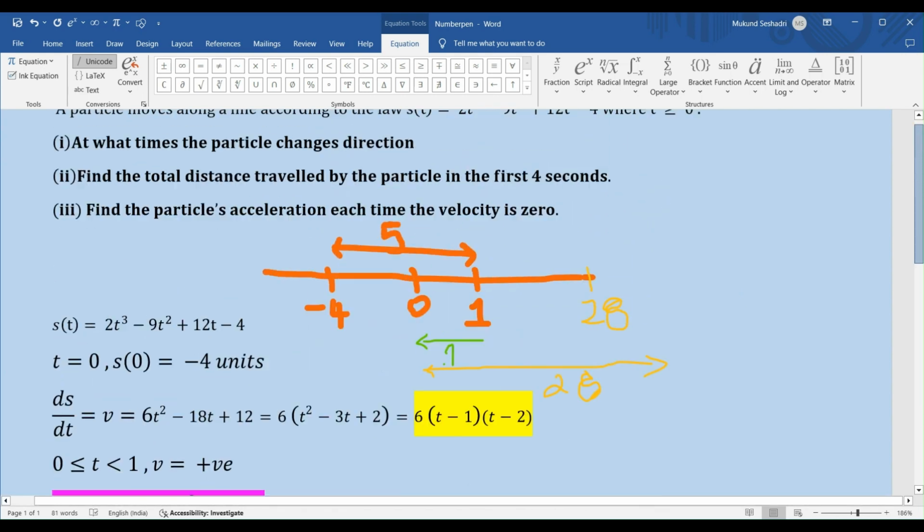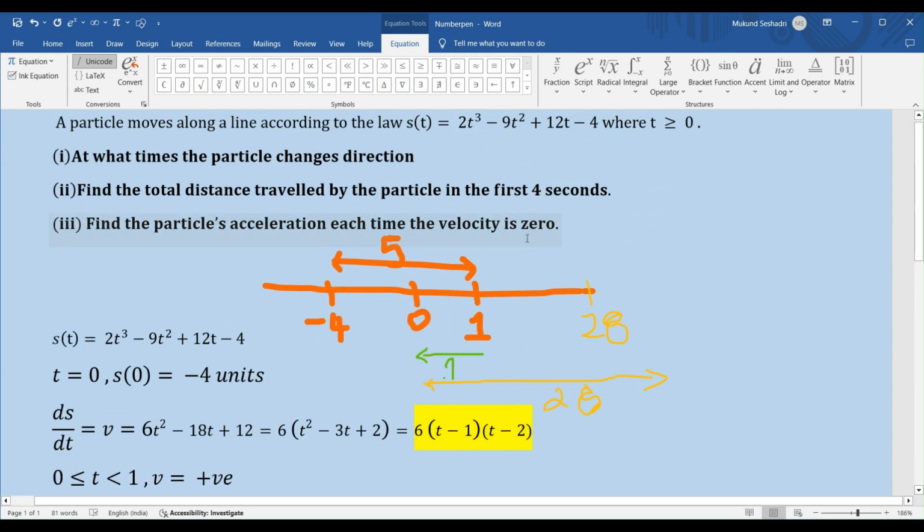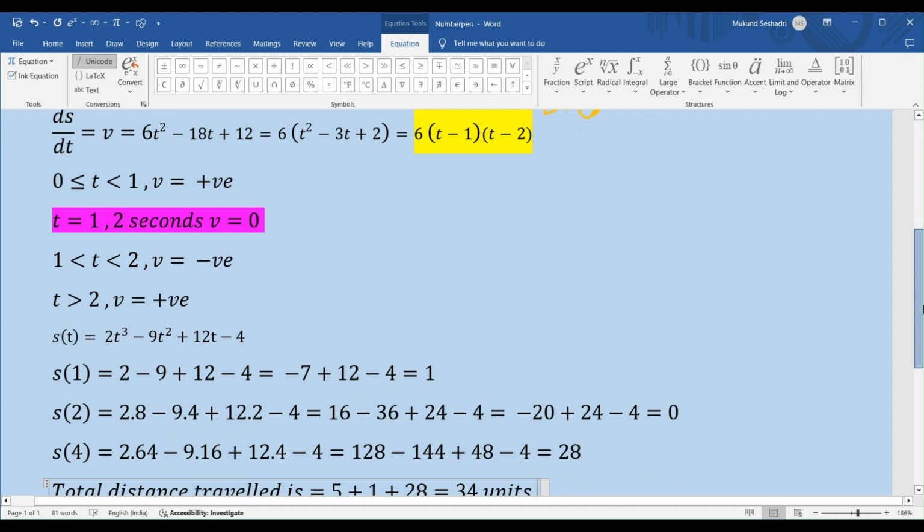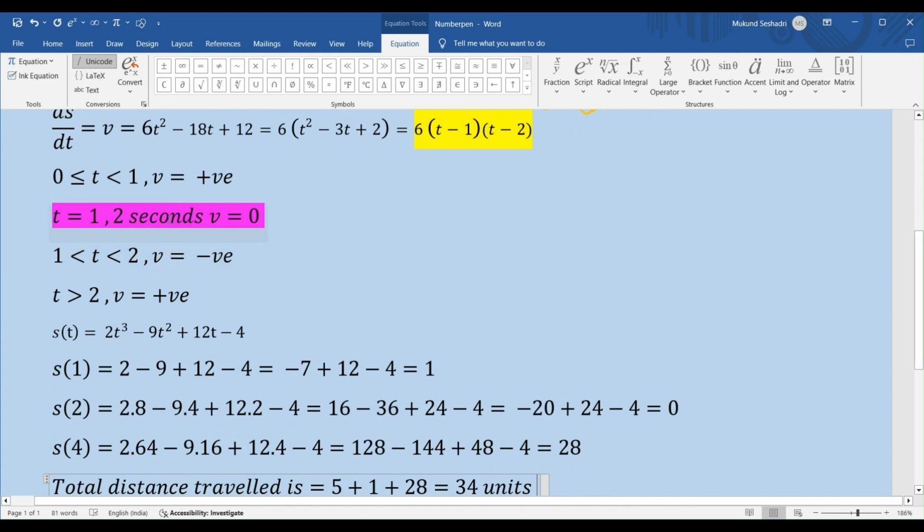Now let's come to the third part. Find the particle's acceleration each time the velocity is zero. Right. So when is the velocity becoming zero? We have already established that, right? And the velocity becomes zero at t equals 1 and t equals 2, right? So we've been asked to find what is the acceleration at these two instances, right?